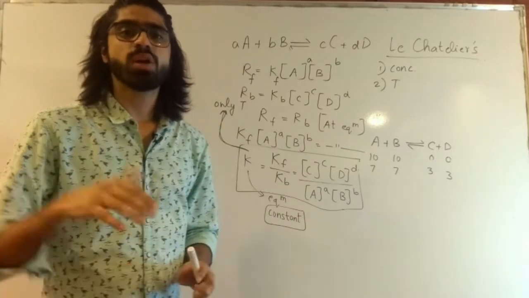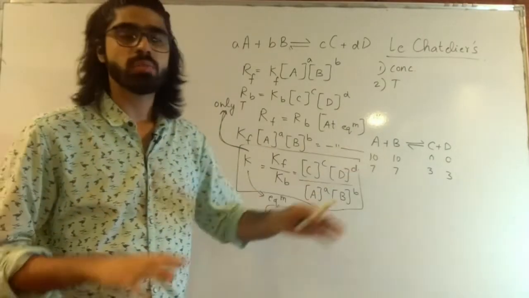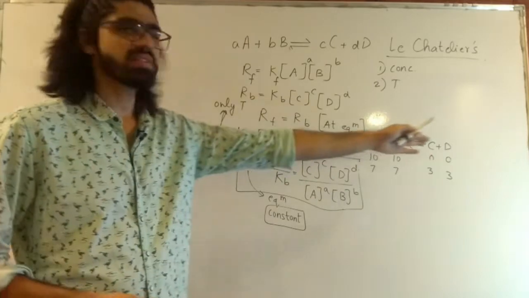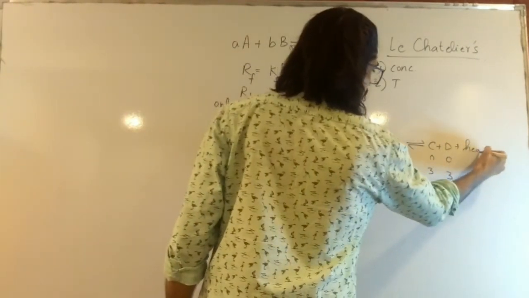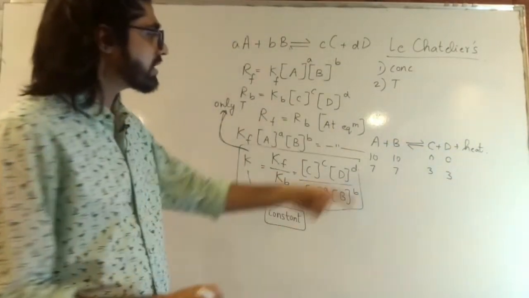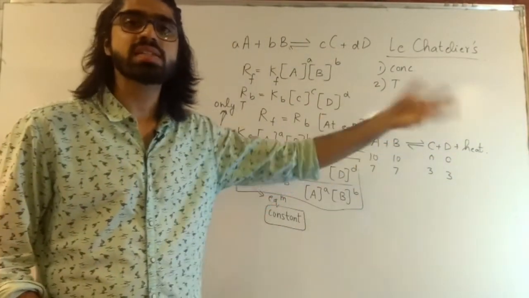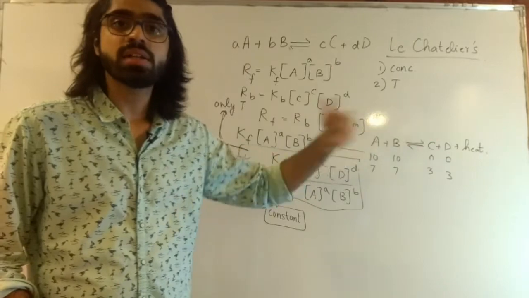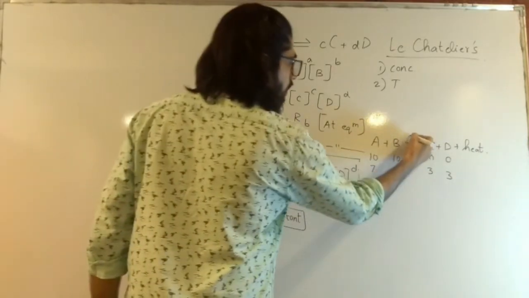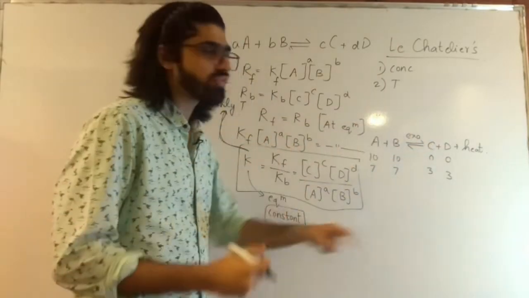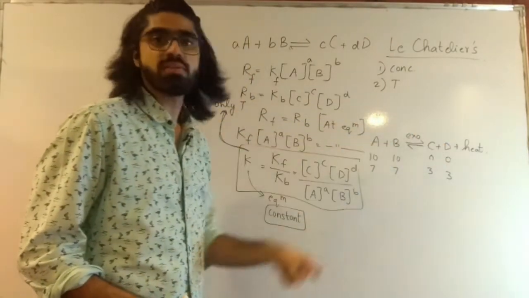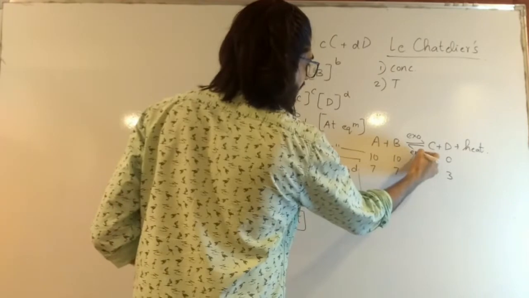Say for example, one of the reactions is exothermic and the other is endothermic. Consider the same reaction and let's consider that some heat is also liberated. So if you realize, the forward reaction is releasing heat, it is exothermic in nature. The backward reaction goes with the absorption of heat. So C plus D plus heat is giving you A plus B. So the backward reaction is endothermic.